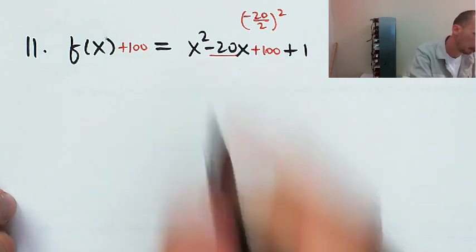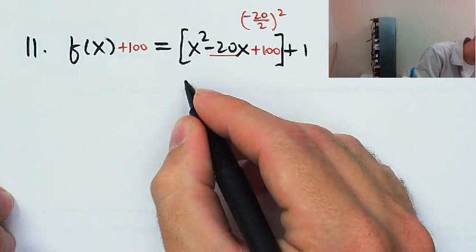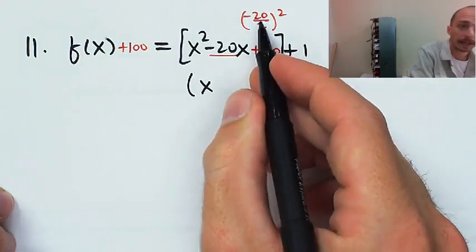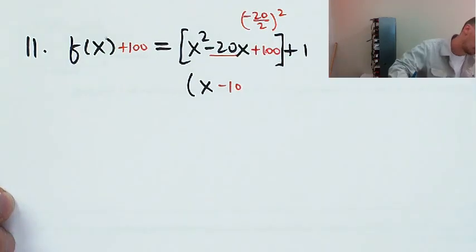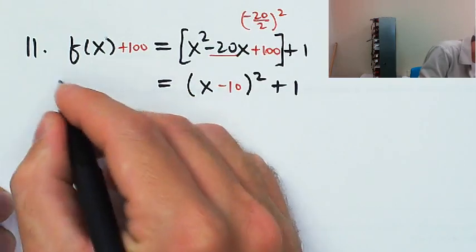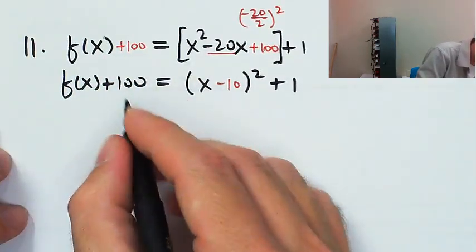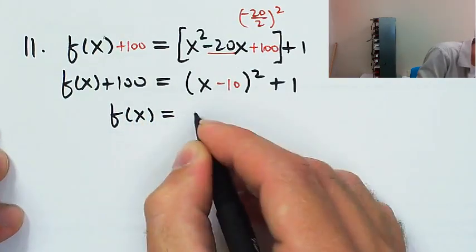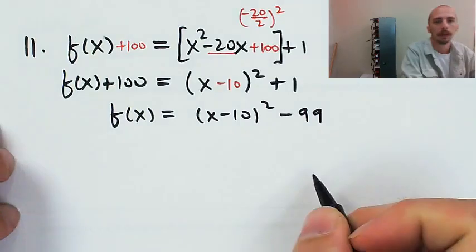Okay, then I'm going to factor this. It's going to be x plus negative 10, so (x minus 10) squared plus 1 equals f of x plus 100. I'm going to subtract the 100 from both sides. f of x equals (x minus 10) squared minus 99.